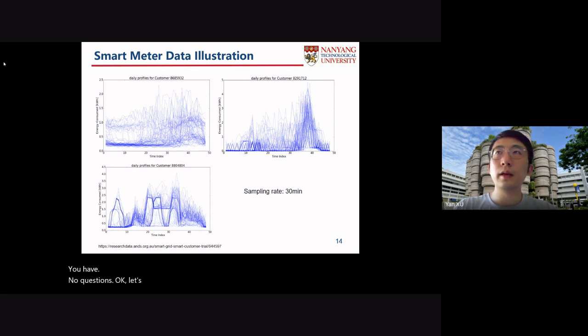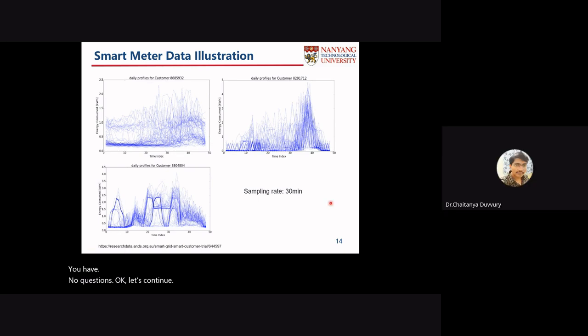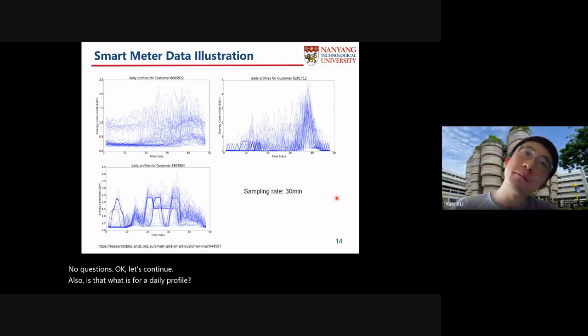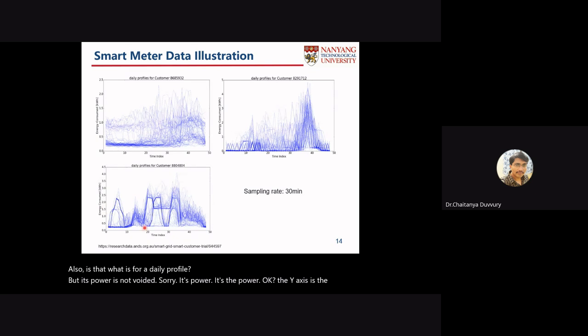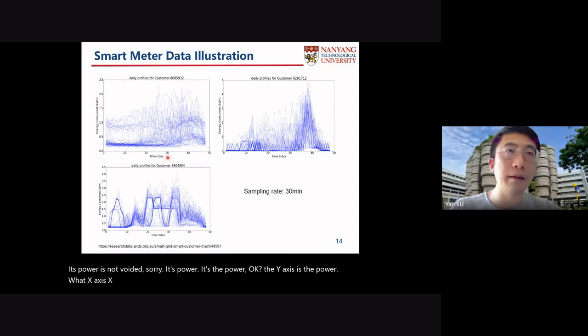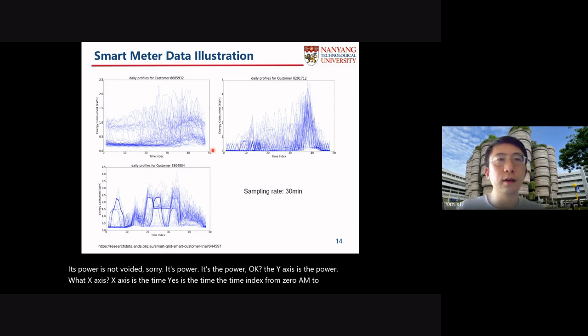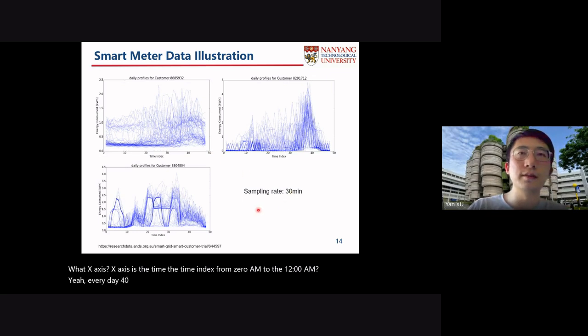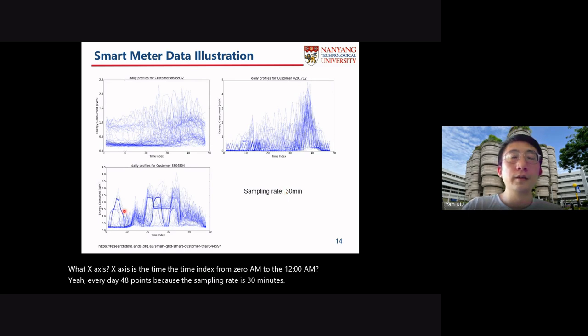Professor, is that plot for a daily profile? Oh, it's power, not voltage. Sorry, the y-axis is the power. No, I'm talking about the x-axis, Professor. The x-axis is the time. The time index from 0 a.m. to 12 a.m. Every day has 48 points because the sampling rate is 30 minutes. Okay, so that is for the first customer.